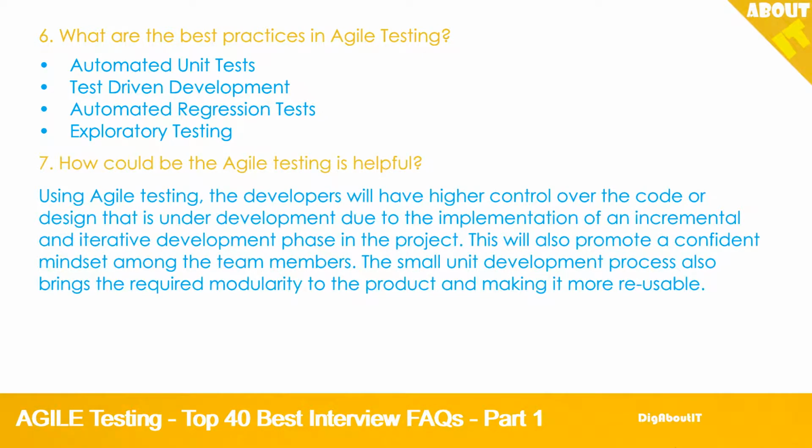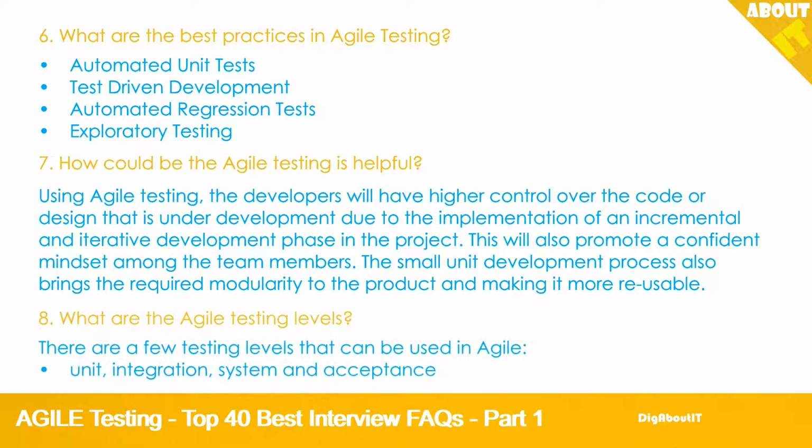7. How could Agile testing be helpful? Using Agile testing, the developers will have higher control over the code or design that is under development due to the implementation of an incremental and iterative development phase in the project. This will also promote a confident mindset among the team members. The small unit development process also brings the required modularity to the product, making it more reusable.